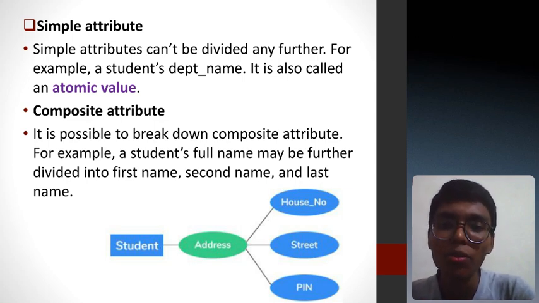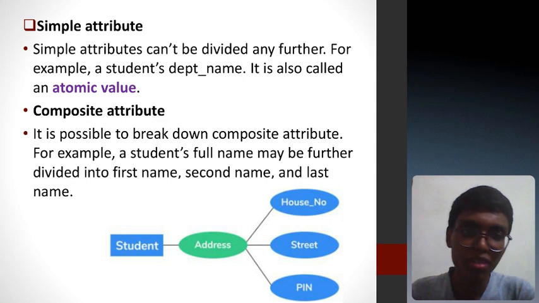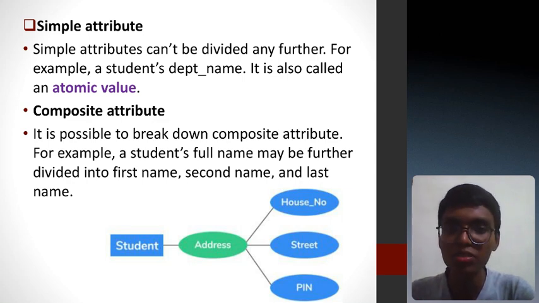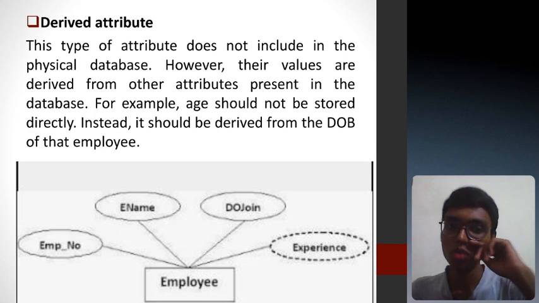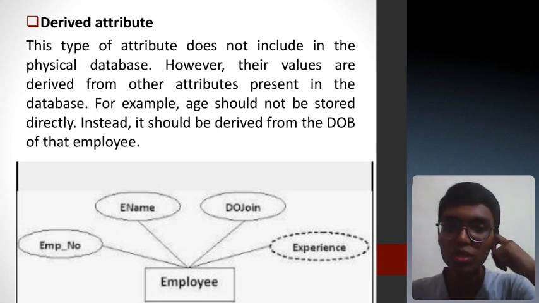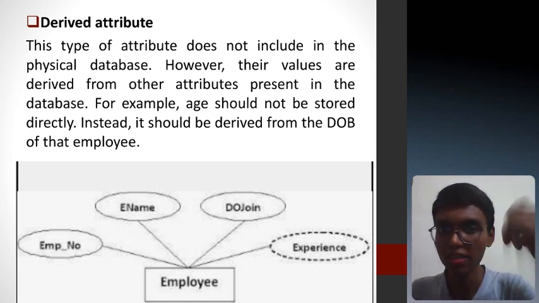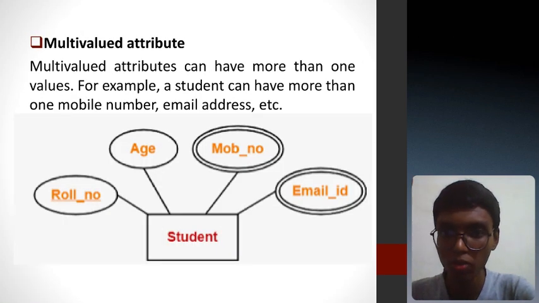The next is composite attribute. It is possible to break down a composite attribute. For example, a student's full name may be further divided into first name, second name, and last name. A derived attribute is not included in the physical database; however, its values are derived from other attributes present in the database. For example, age should not be stored directly. Instead, it should be derived from the date of birth of the employee.